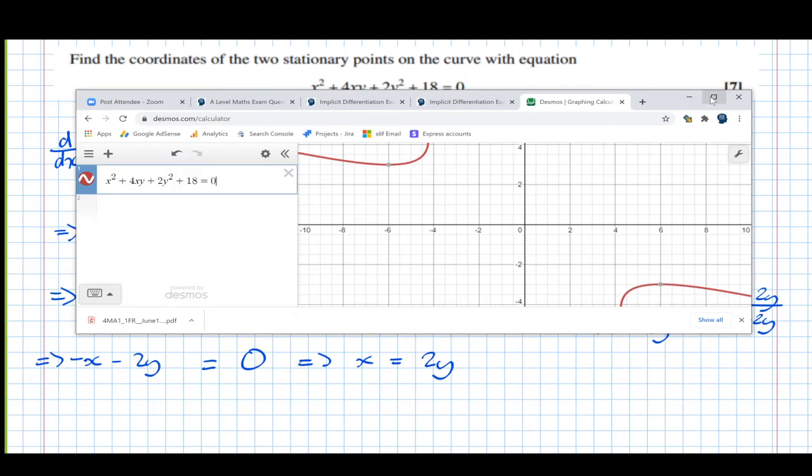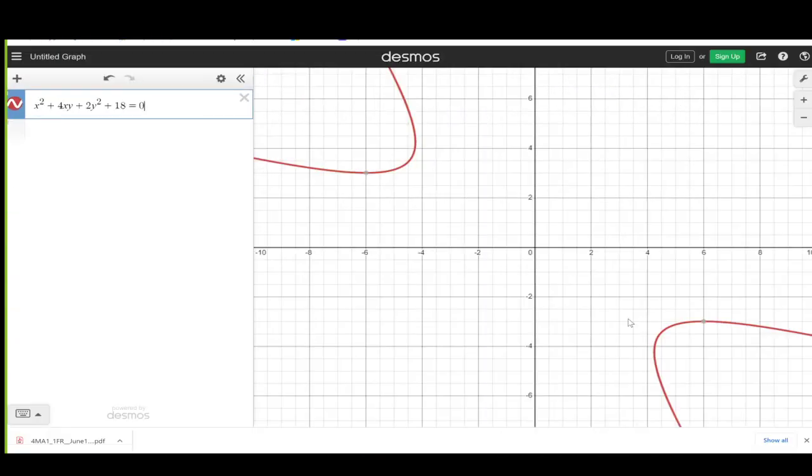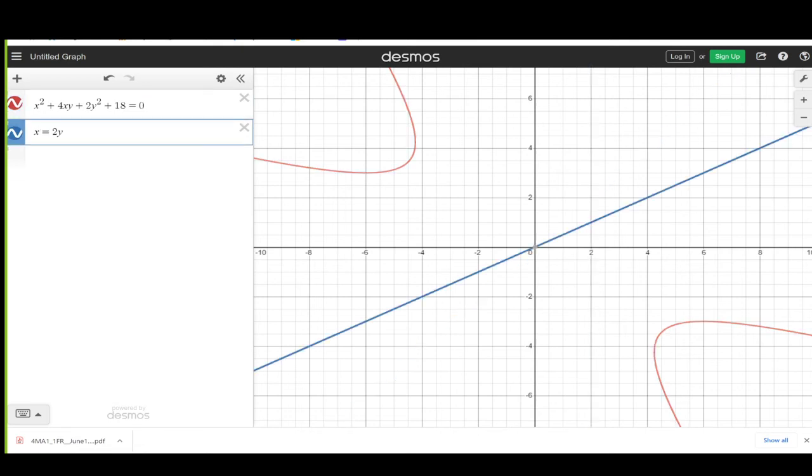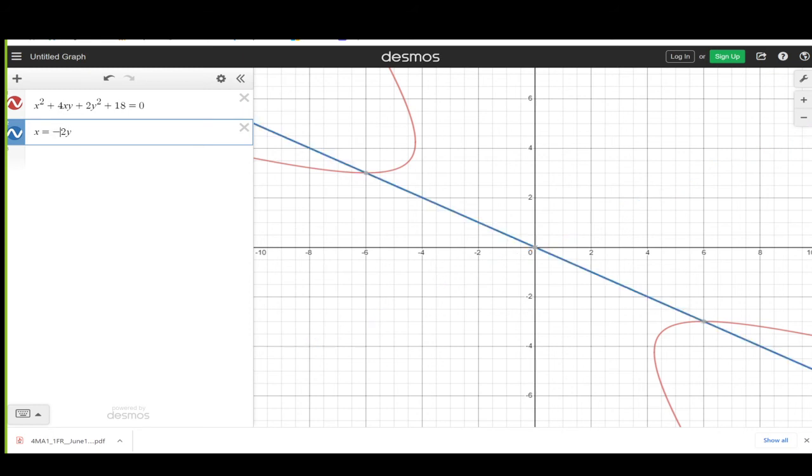So there you have it there. There's the curve, and we can see that stationary points are there and there. So we also got the solution x equals 2y. Sorry, x equals minus 2y it was. And we can see that indeed this line, x equals minus 2y, does pass through the stationary points. And I've also given away what the answer is there to both of them. We've got (minus 6, 3) and we've got (6, minus 3). They're the answers we're working towards.